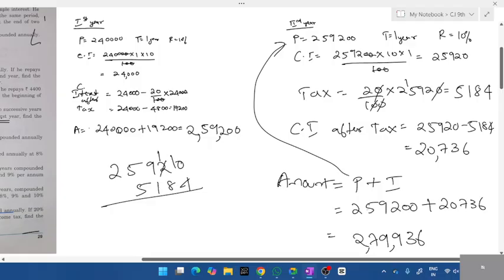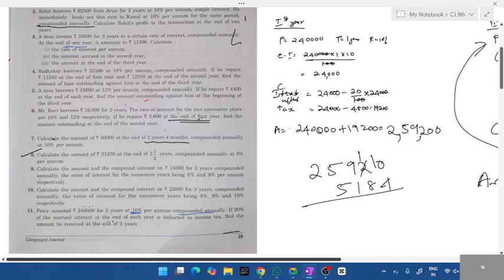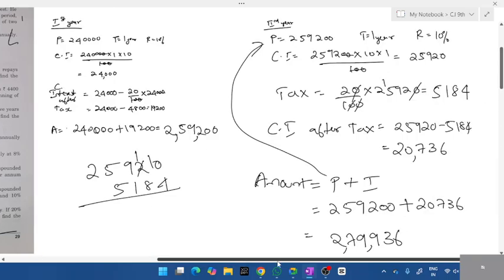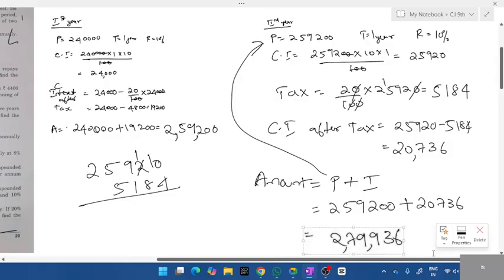Is the answer correct? Can you check the book? This is what they have asked us to find. They have asked us, look here, find the amount he received at the end of second year. After calculating interest, deduct tax. Once you reduce the tax, calculate the amount. Is it correct? Check the answer in textbook.